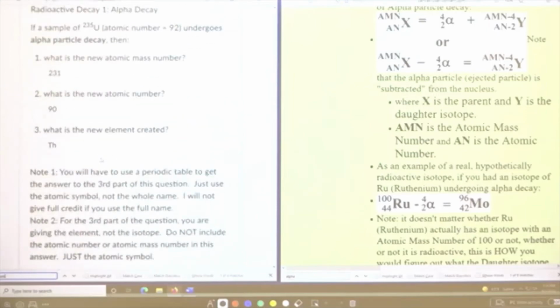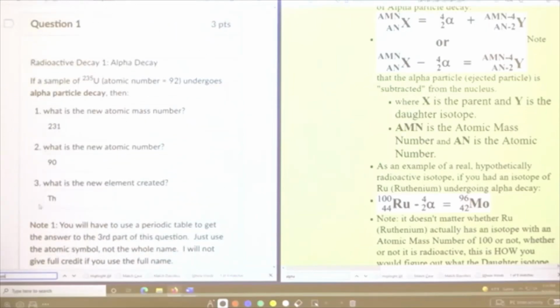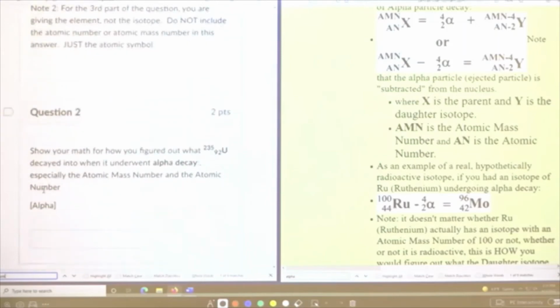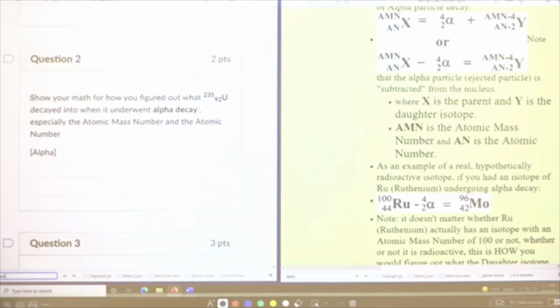Okay, so if we go back, the first one just asks you for the answer. The second one asks you to show your math. And so in this case, you would write 235 minus 4 equals 231, and 92 minus 2 equals 90. Okay. Now, you can write that down in a number of ways, and you'll notice that the computer sometimes, for many of you, marked it wrong, but because there are so many ways of writing this out, I went back in and checked it and made sure that you had the right answer.